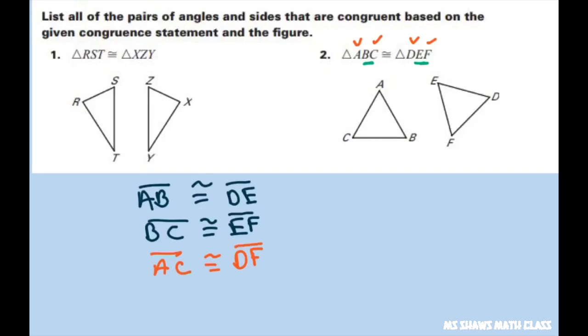Now for the angles, we're going to do the same thing. Let me erase this. So we can say angle A is congruent to angle D. And angle B is congruent to angle E. And angle C is congruent to angle F.